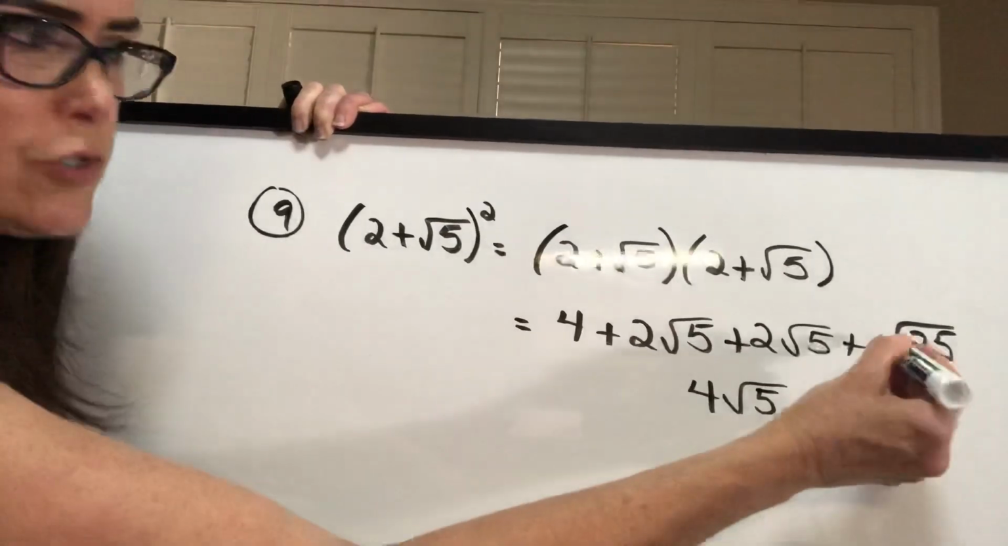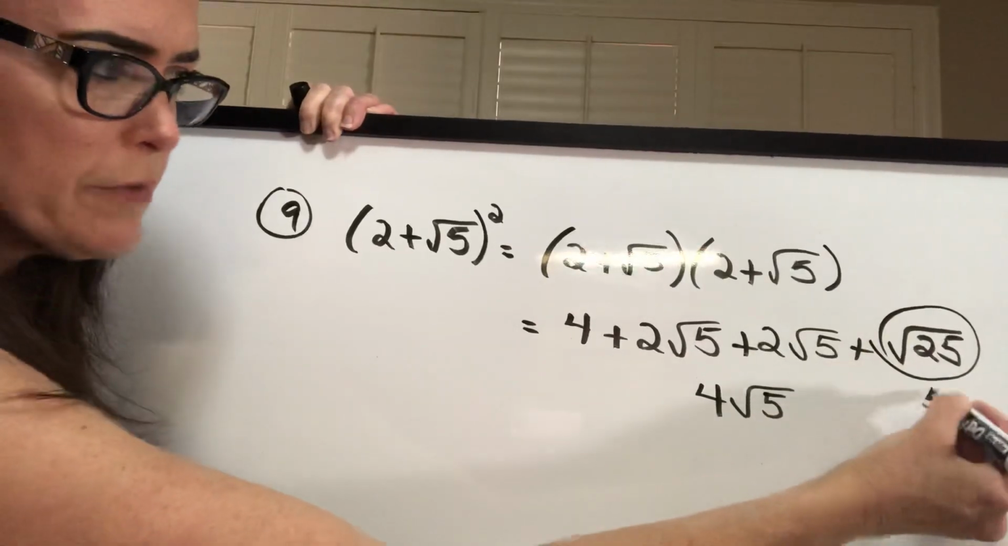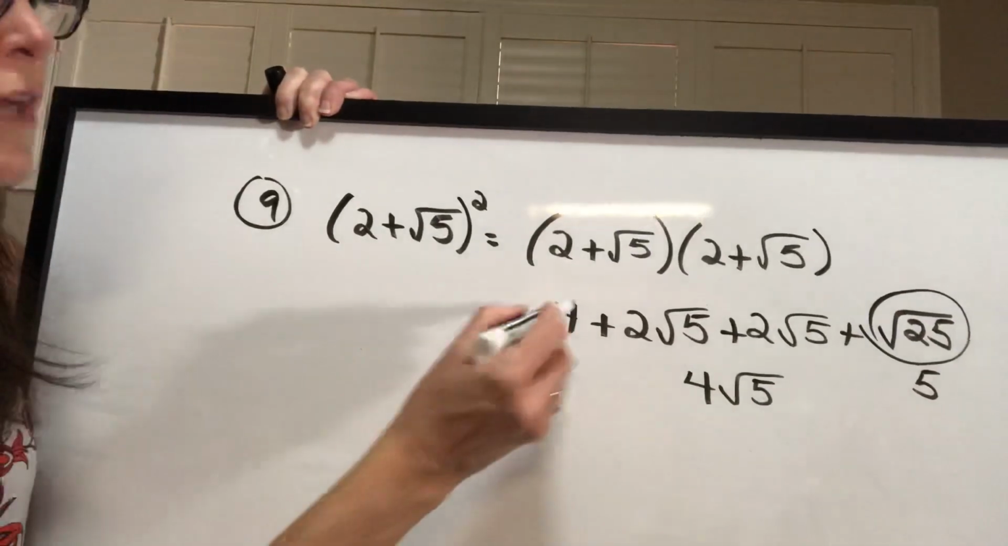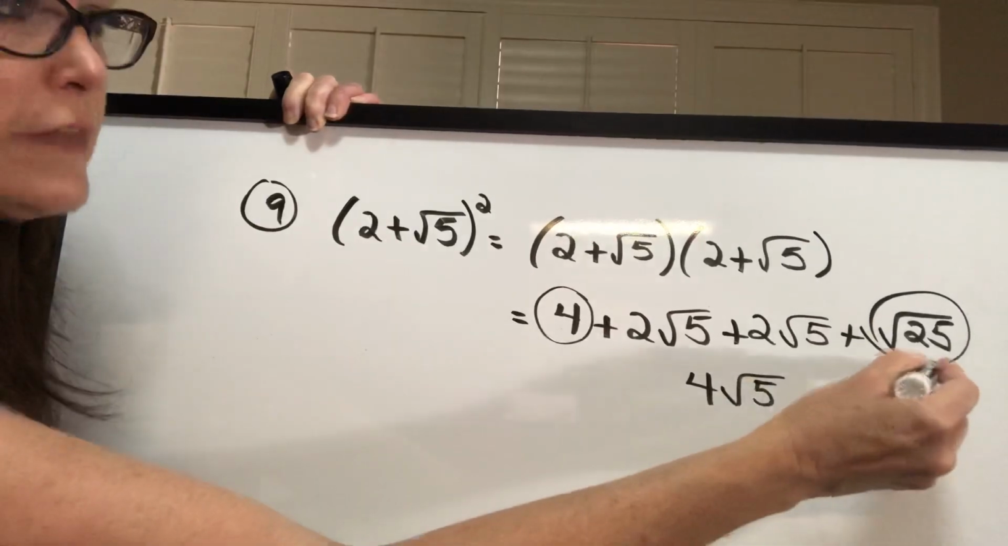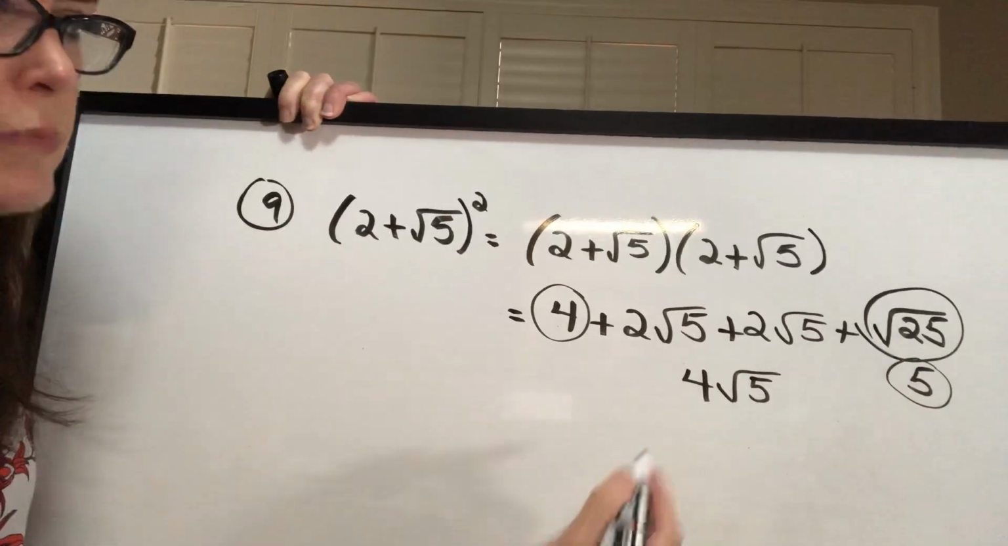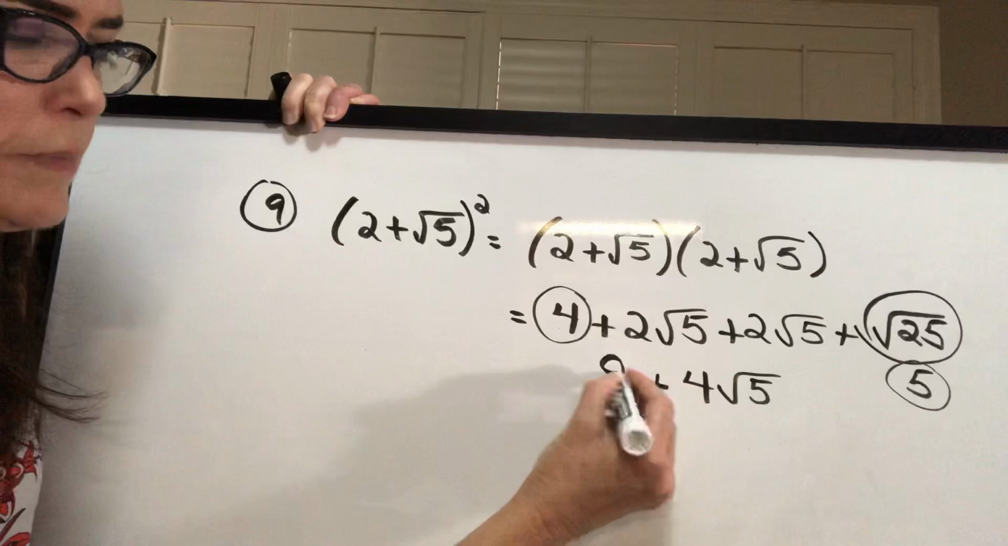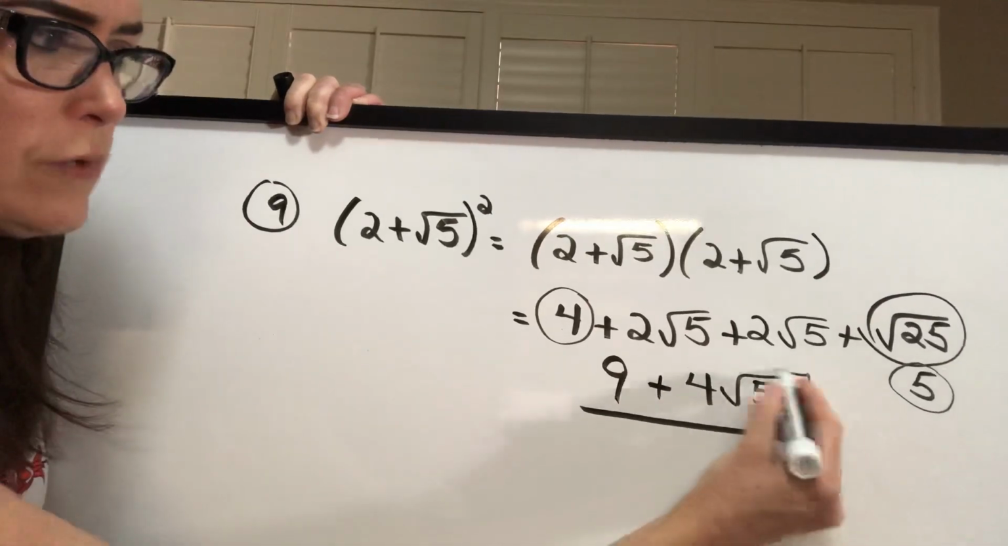Then at the very end, the square root of 25 is perfect, so that would be 5. So we've got the 4 at the beginning and the 5 at the end. So if we added those together, 4 plus 5 would be 9. So it's going to be 9 plus 4 square root of 5.